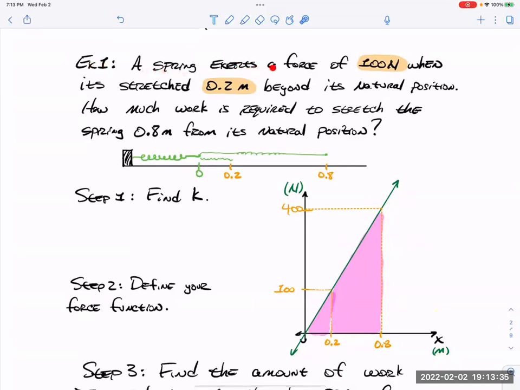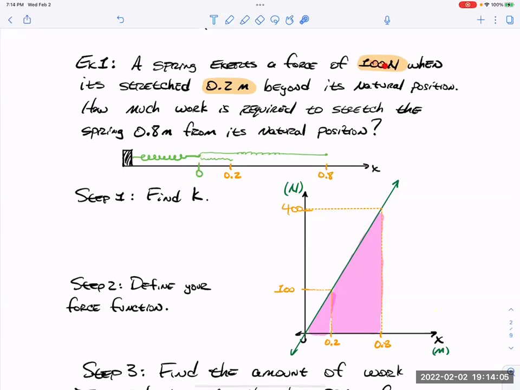A spring exerts a force of 100 newtons when it is stretched 0.2 meters beyond its natural position. So if we look at this picture here, here's the spring at its natural position. And notice I'm going to mark x. I'll put x over here. This will be my x axis. I'm marking x here as 0 when it's at its natural position.